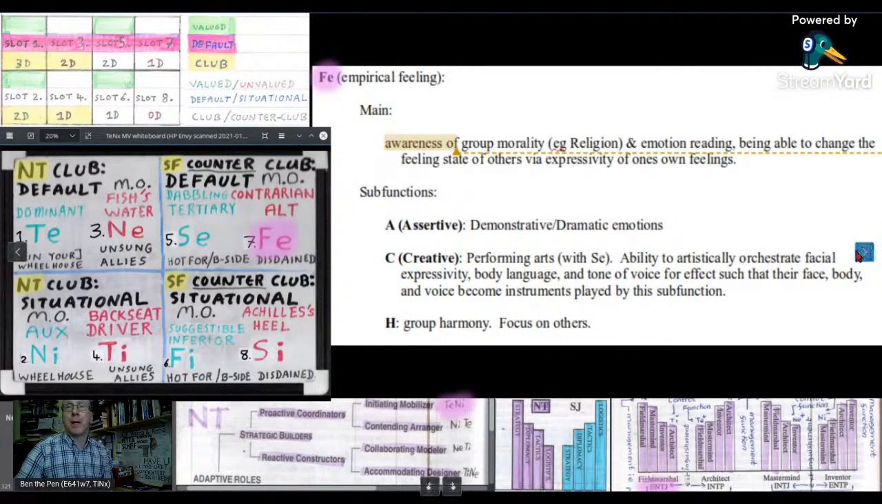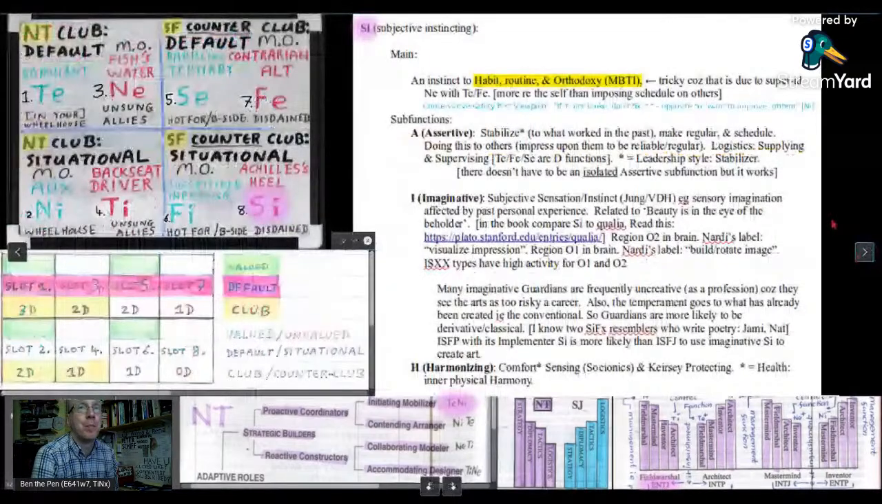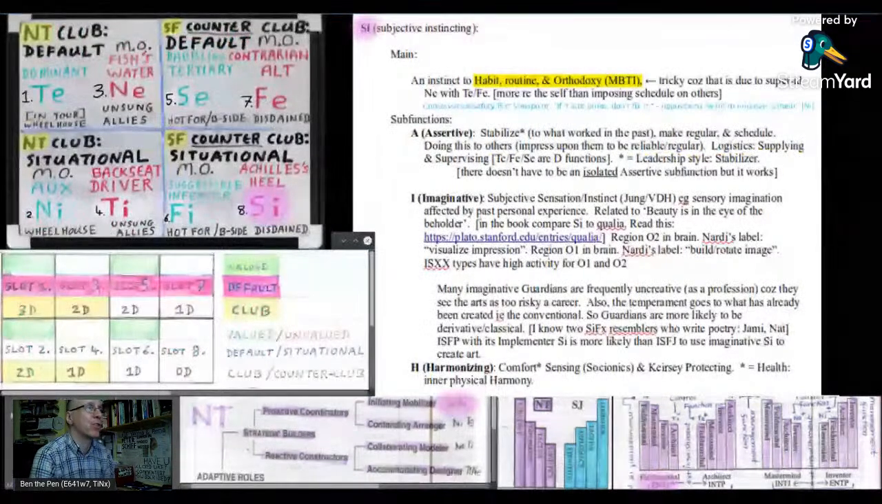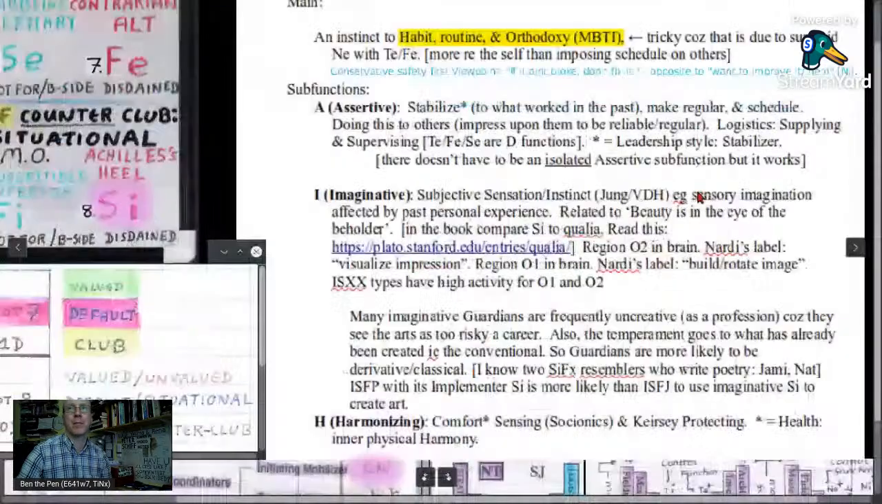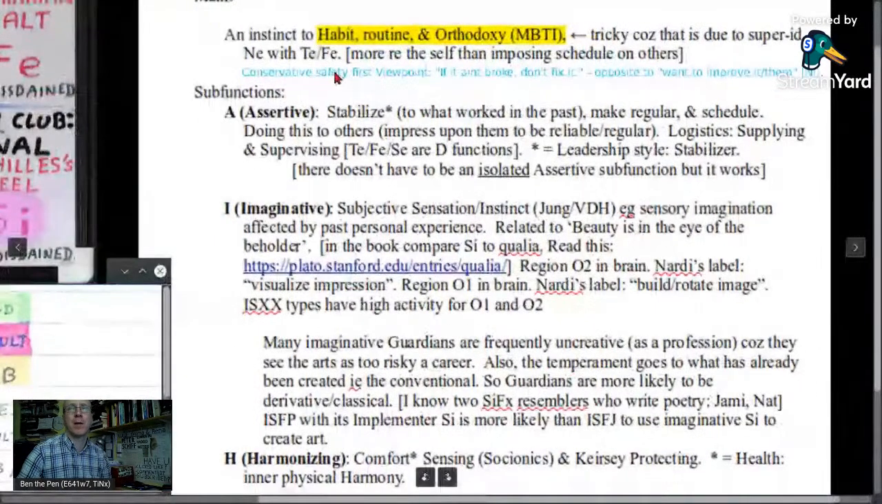Again, yeah, weakest function, Si, burnout. And as you can see from those slots, I should mention these. I'll just zoom in there so you can see it. Yeah, if it ain't broke, don't fix it, is the attitude of Si. If you want to pause that.